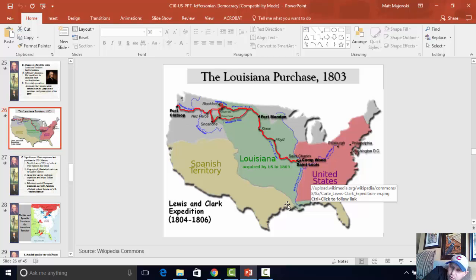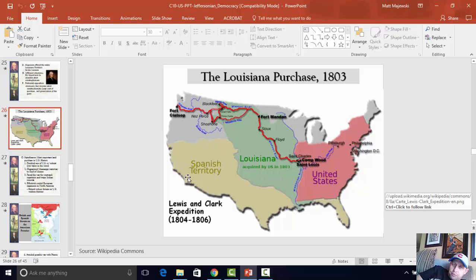If I'm not mistaken, it was something like 4 cents an acre, which is a ridiculous deal. What an incredible deal. Now, Spain still possesses this area here, right? This area here is unclaimed by anybody at the time. But look at what Louisiana does. Look at the land that we have now compared to the original size of the United States. Literally, we've doubled in property.